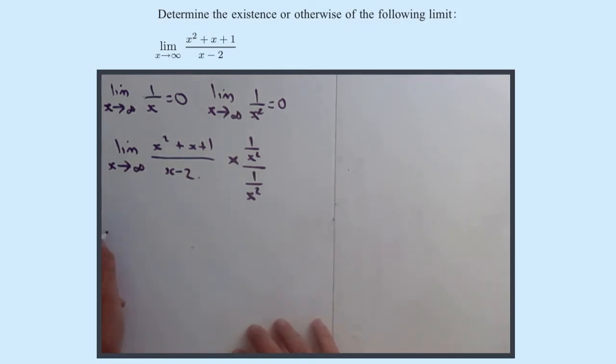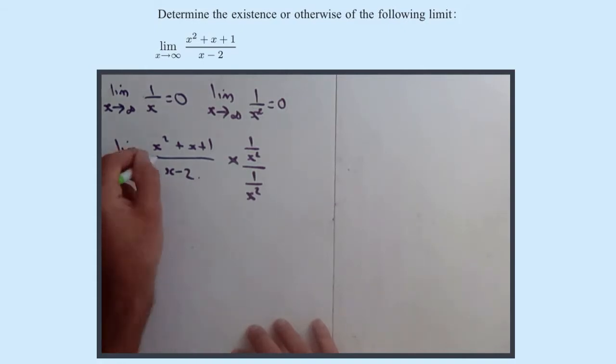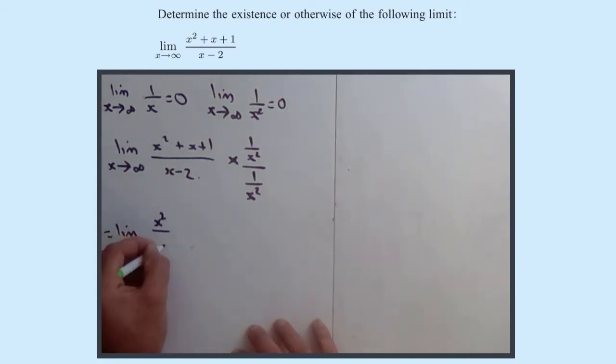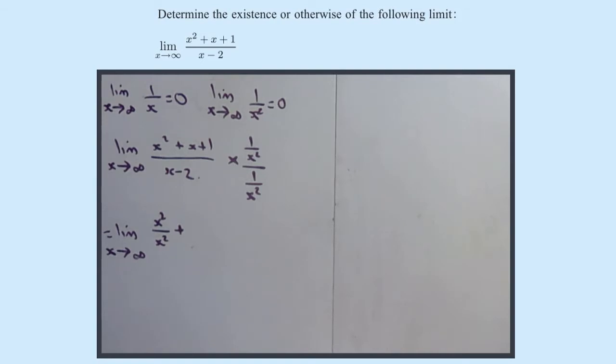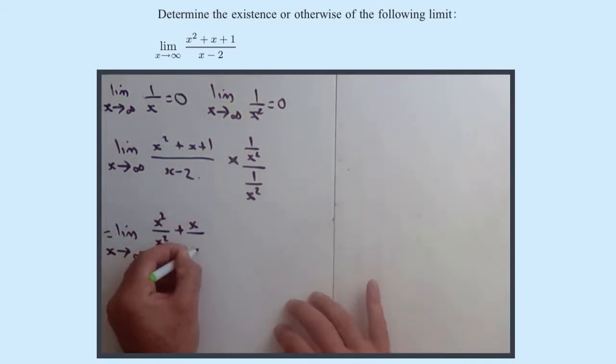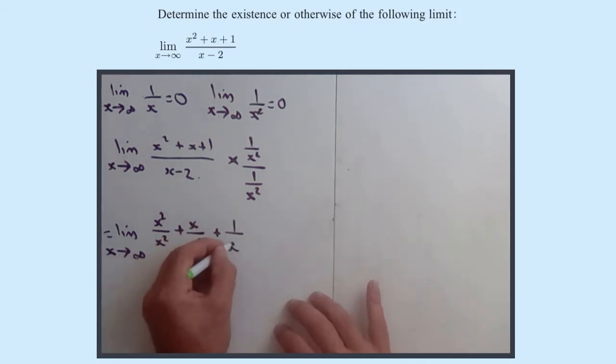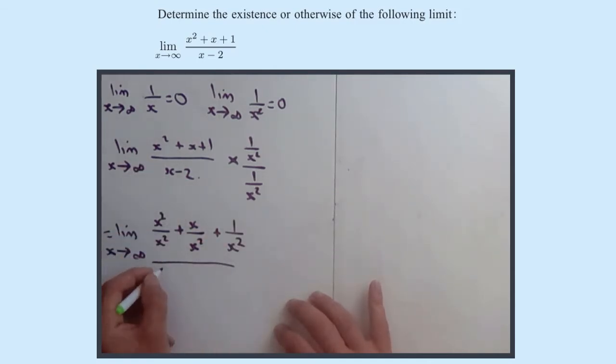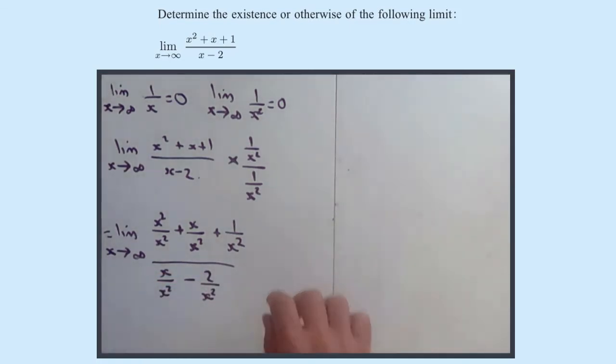So this equals the limit as x approaches infinity of x squared over x squared. And I am going to show all the working. I think you probably should most of the time, especially if you've been asked to show that a limit is this. You really shouldn't skip a lot of working. So this is x squared over x squared plus x over x squared plus 1 over x squared, over x squared over x squared minus 2 over x squared. Okay, so just tidy that up a bit.